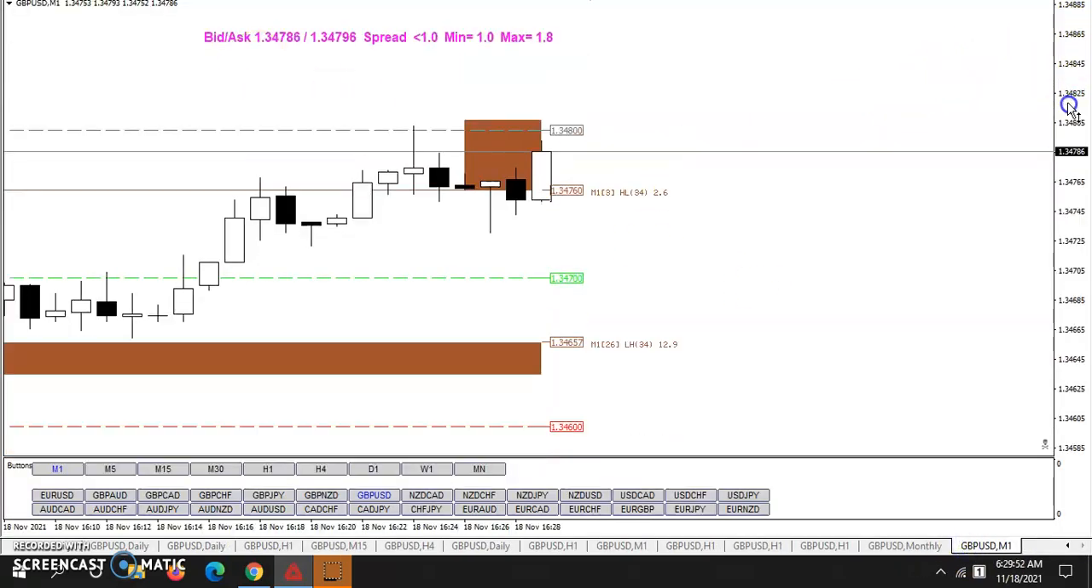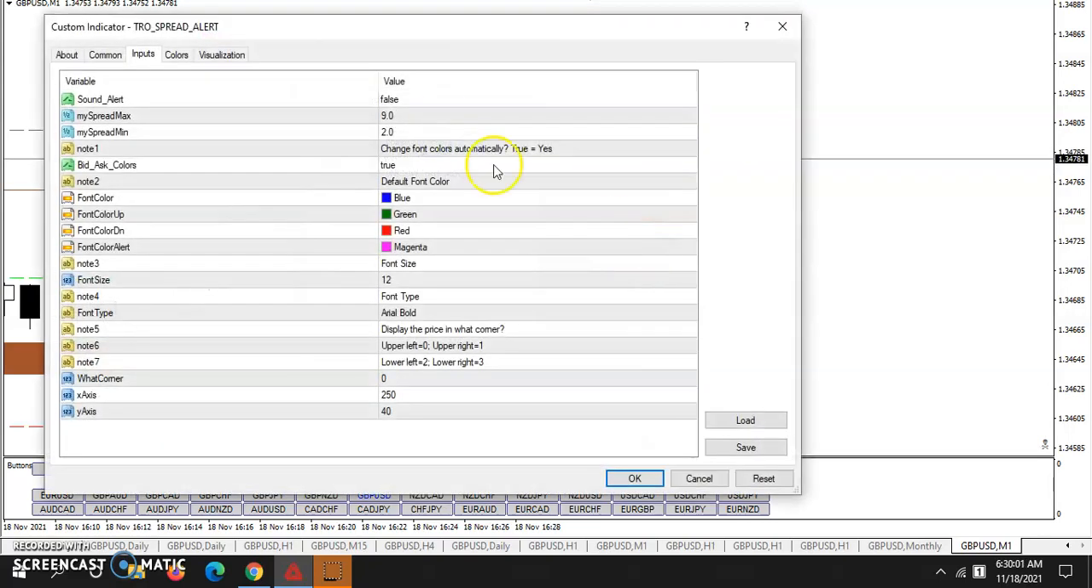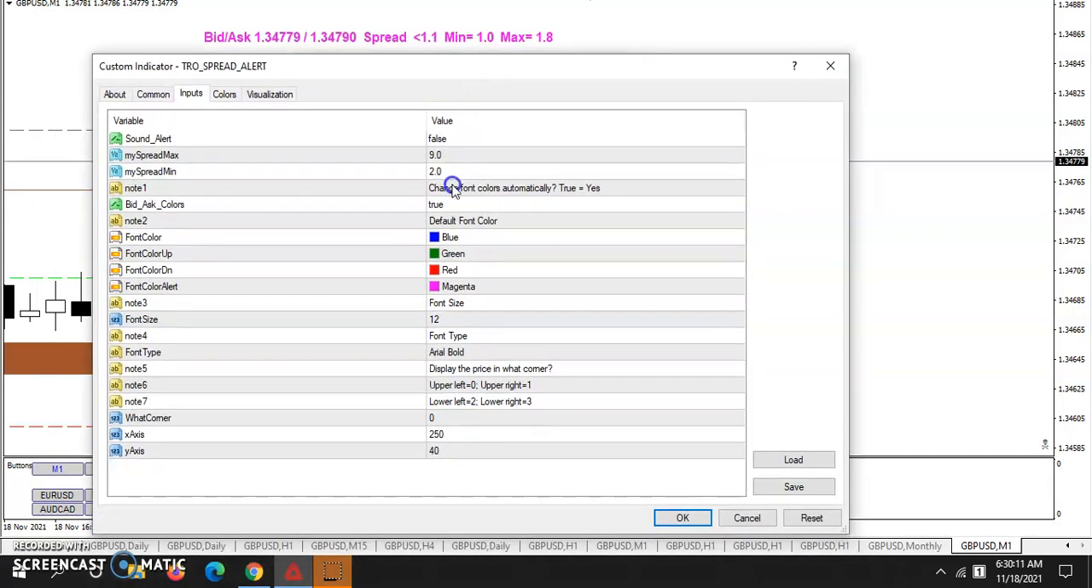So, the TRO spread alert. It's in the MT4 motherlode over there on Crestlick.com. Simple indicator. Really not much to do in the inputs. You can put limits on here so you know if the spread is above or below.